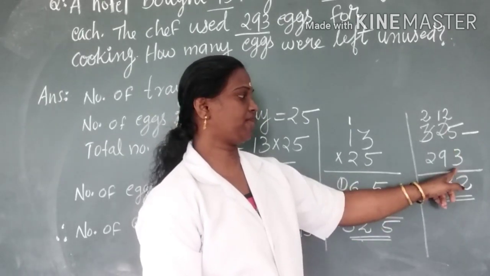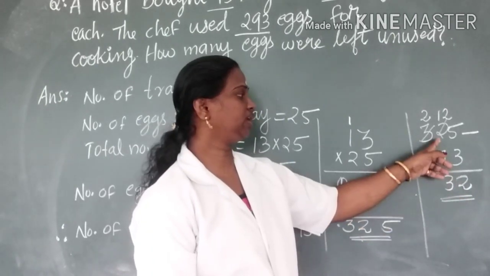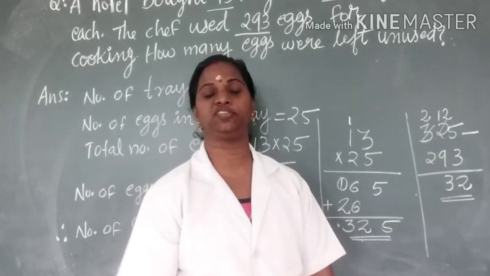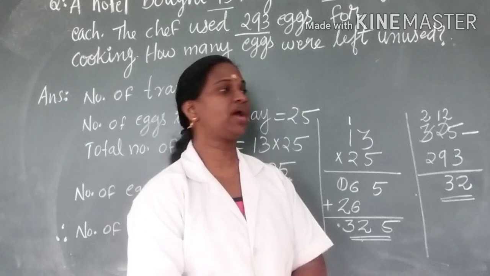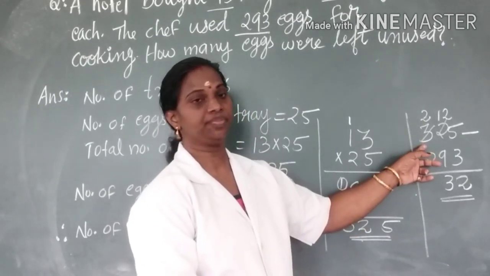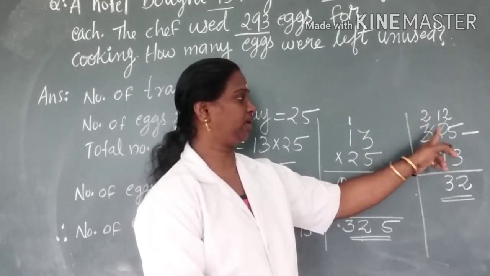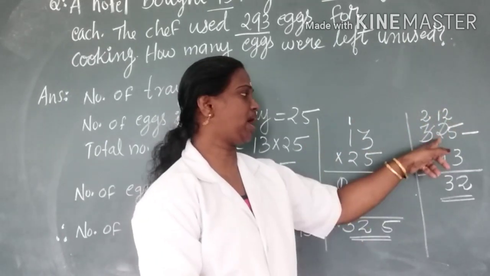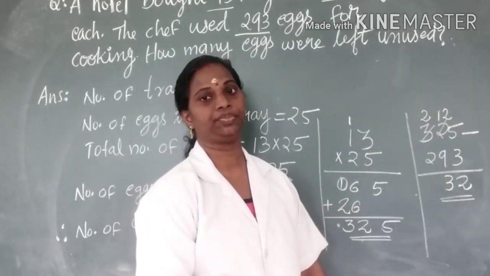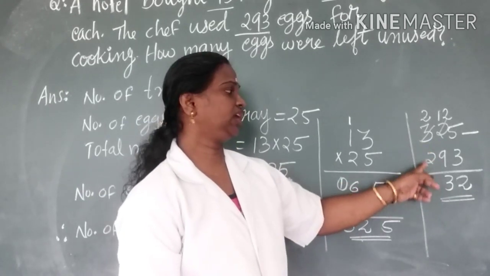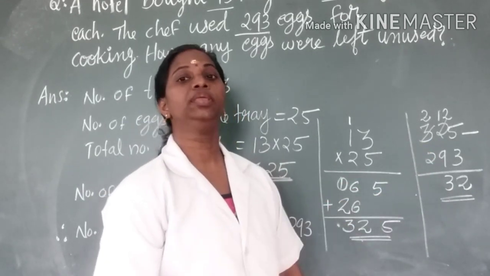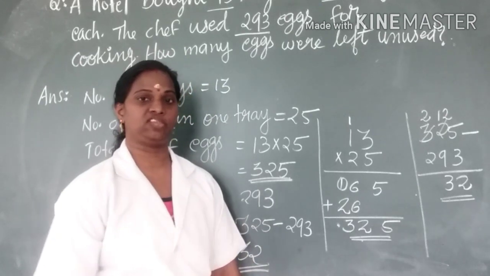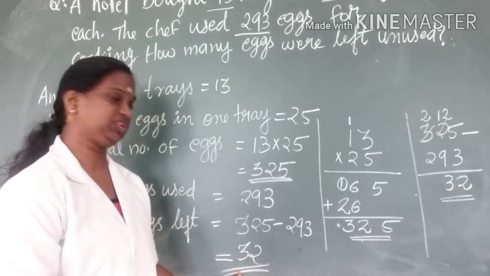5 minus 3, 2. Then 2 minus 9, not possible. Then you can borrow one from this 3. Then 3 becomes 2 and 2 becomes 12. Then 12 minus 9 is equal to 3. See here, 2 minus 2, 0. So the number of eggs left is equal to 32.